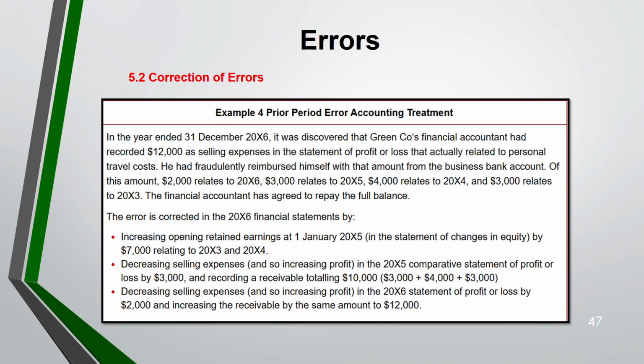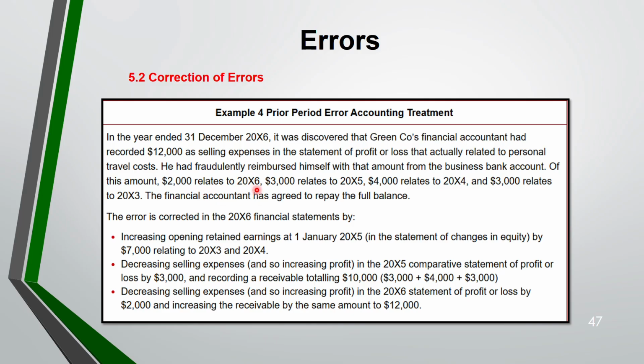Now example 4. So let us go through example 4. It's an example of a prior period error accounting treatment. So in this year, it was discovered that Green had recorded 12,000 as selling expense that actually related to personal travel cost. He had fraudulently reimbursed himself with that amount from the business bank account. Of this amount, 2,000 relates to 2006, 3,000 relates to 2005, and 4,000 relates to 2004.